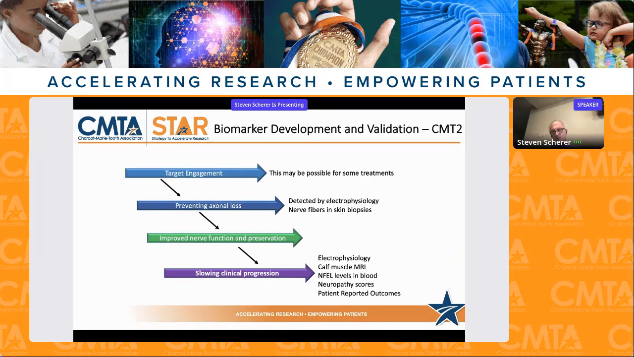And lastly, David Herman in the CMT Association support is looking at patient-reported outcomes, like what can people sense about themselves that might inform us as to whether the therapy is working. And so that's another very important and theoretically possible way of doing it.